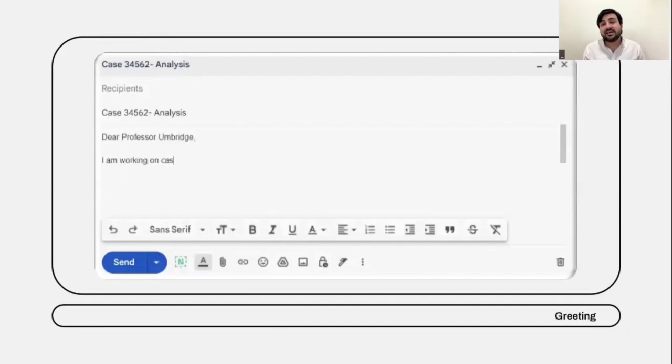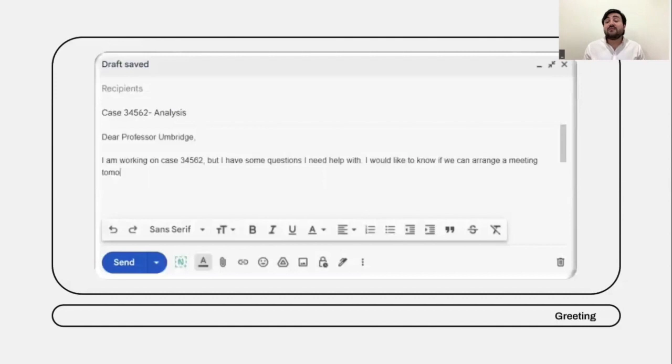Again, I'm using a subject line that is clear for my reader, so they identify what I'm talking about. I greet them appropriately, in this case because I don't know the person's gender, I use their position and their last name. And finally, I write a concise email that doesn't give place for questions.